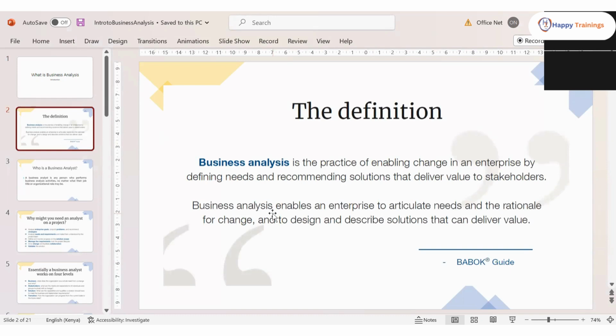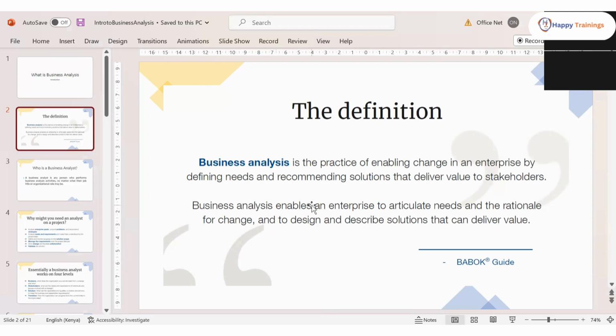It is actually the practice of enabling change in an enterprise by defining needs and recommending solutions that deliver value to the stakeholders. Business analysis, as per the BABOK guide, enables an enterprise to articulate needs and the rationale for change and to design and describe solutions that can deliver value.